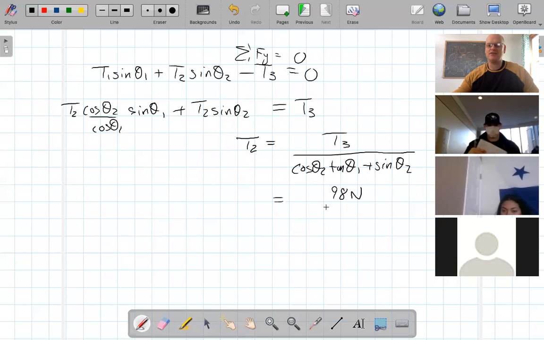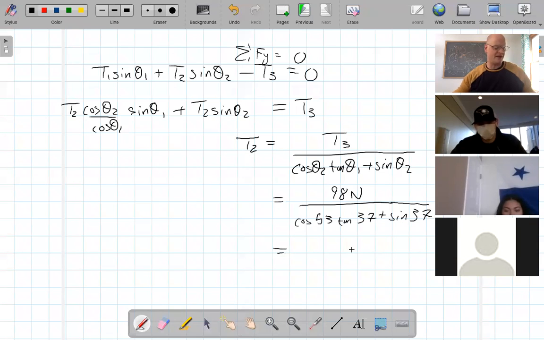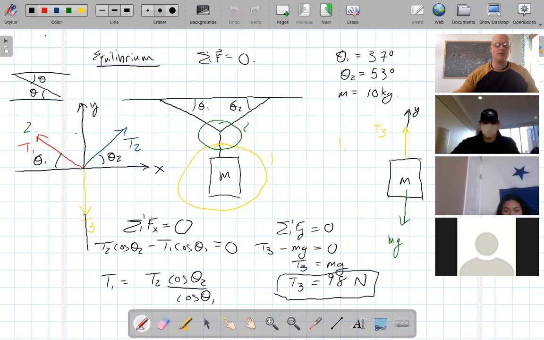So this becomes 98 newtons divided by cosine of 53 times tangent of 37 plus sine of 37. Plug in my numbers. What I find in this case is this works out to be about 58.98 newtons. Once I have T2, I can take it and plug it back into here, which then works out to be about 78.27 newtons. So this is now T1.